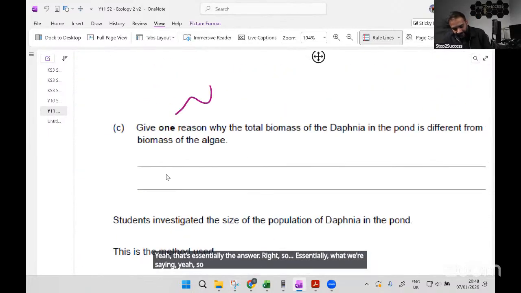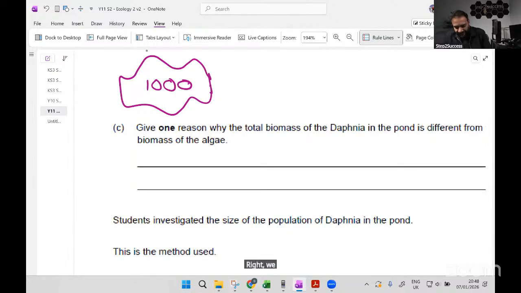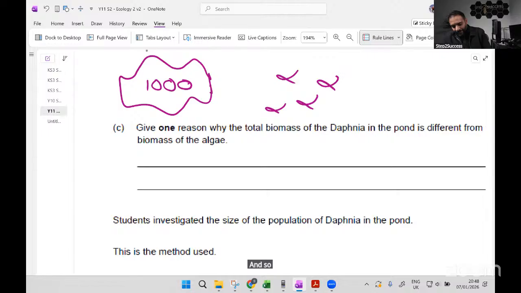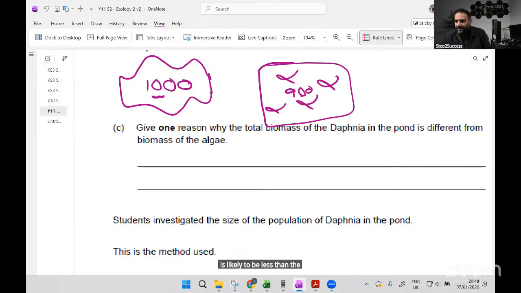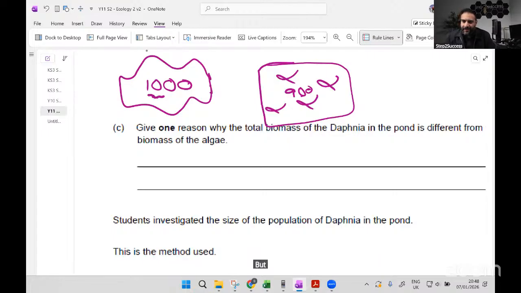So we have some algae. Imagine this algae, right? It has a certain biomass. Let's pretend, use a fake number, 1,000. Right. We have these Daphne. I don't even know what these Daphne are. Anyway, we'll pretend they're fish. Right. They eat this stuff, but they don't eat all of it, do they? So the total biomass of this is likely to be less than the total biomass of this. And that's the answer. That's one answer. There's a few other answers, you can lose it in respiration and stuff like that. But I think the simplest answer is that not all of the algae gets eaten. Is that okay?